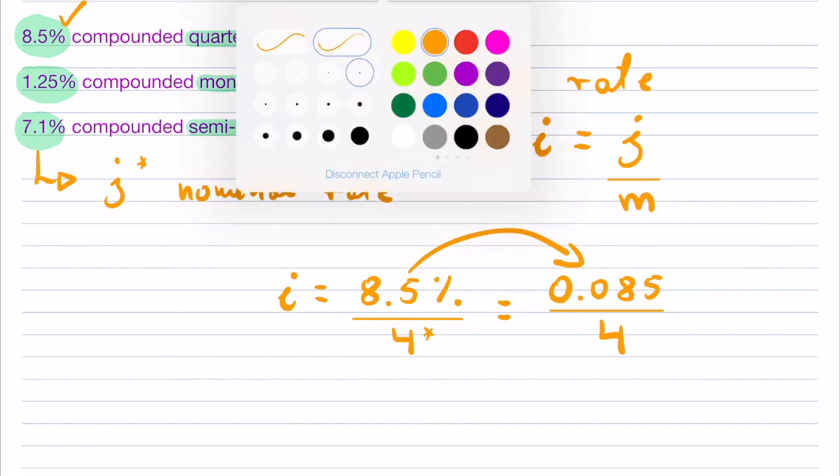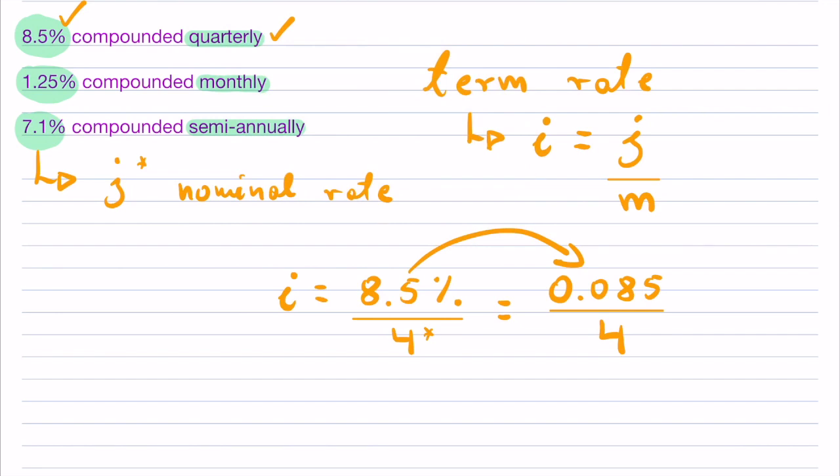Now in the second example, the 1.25% compounded monthly, in that particular case, my i is 1.25% divided by, because it's monthly, I would divide by 12. And again, you can change it back into decimal in this way, and those are equivalent.